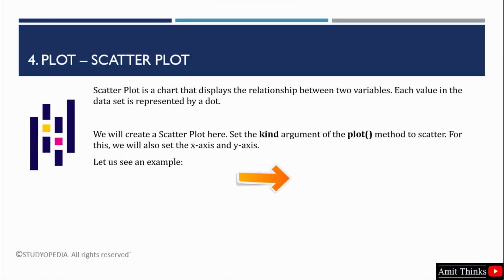Now we will create a scatter plot. It is basically represented by dots. If you want to display the relationship between two variables, you can use the scatter plot. Similarly, we will use the kind argument and set it to scatter so that we can easily create a scatter plot. Here you need to set both the x and y axis. We will set temperature and humidity respectively for our x and y axis under a data set. So let us see the example.